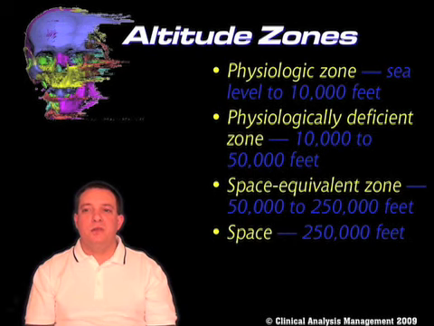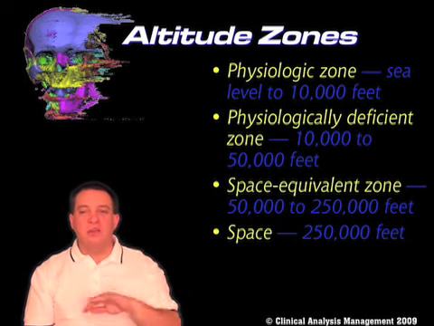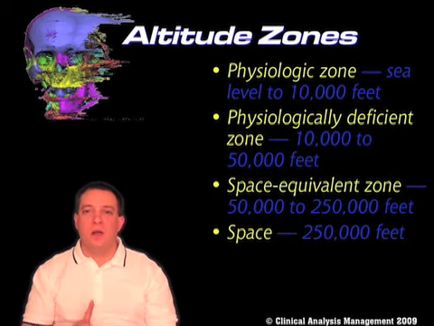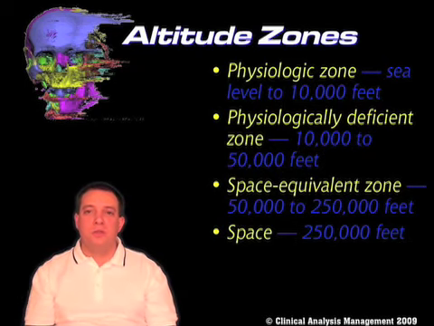Between 50,000 and 250,000 feet, a number that you need to know is 65,000 feet. 65,000 feet is what's called Armstrong's line. As we're going up in altitude, as we pass through 65,000 feet, we pass through Armstrong's line. And the big thing that's important about Armstrong's line is that it is the point in transition where the barometric pressure in the atmosphere becomes less than the barometric pressure in the body.